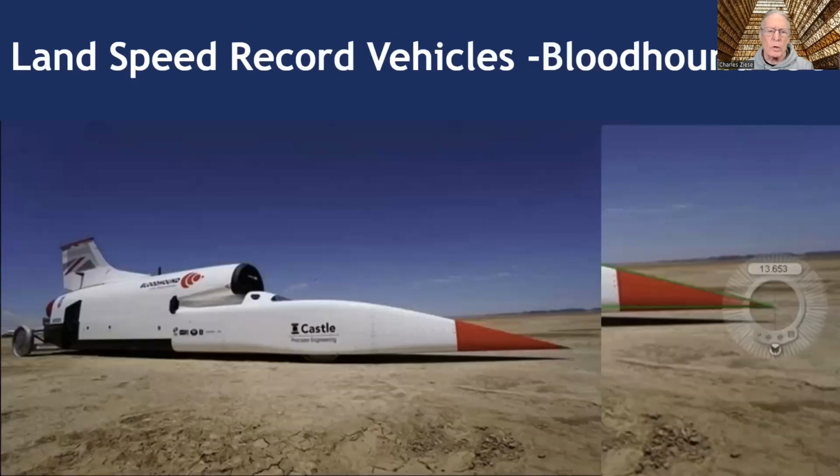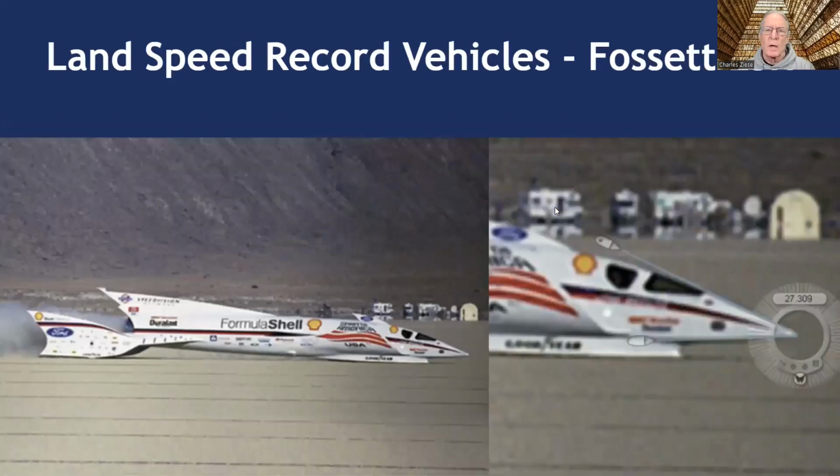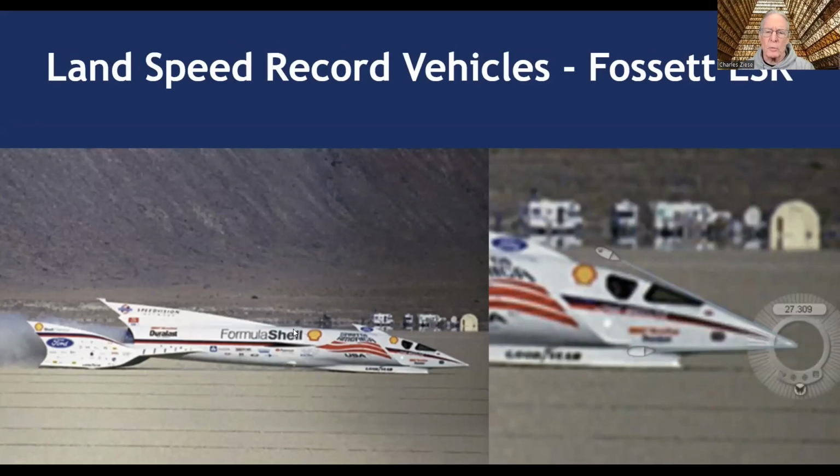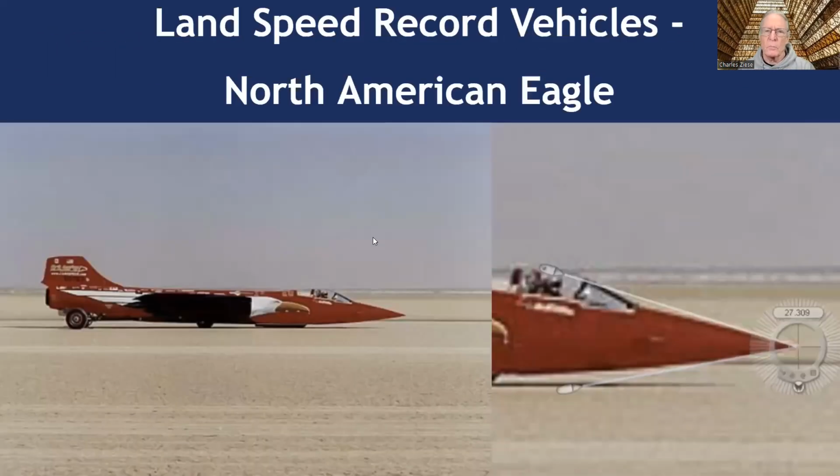Here, this is another one called the Bloodhound. The Bloodhound, you can see, is flat on the bottom, where my cursor is now. So we're going to see the 13.654 geometry there. In the Fawcett LSR vehicle, we see the 27.309 geometry in the nose of the craft. And here we have the North American Eagle, which again has the full 27.309 geometry showing up in its nose.